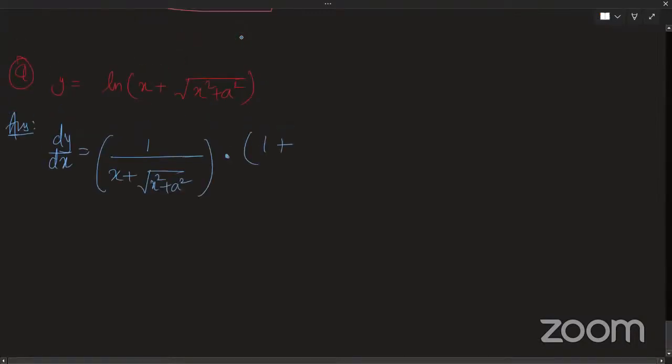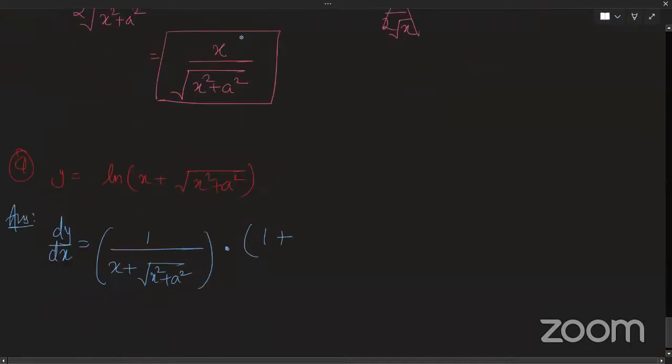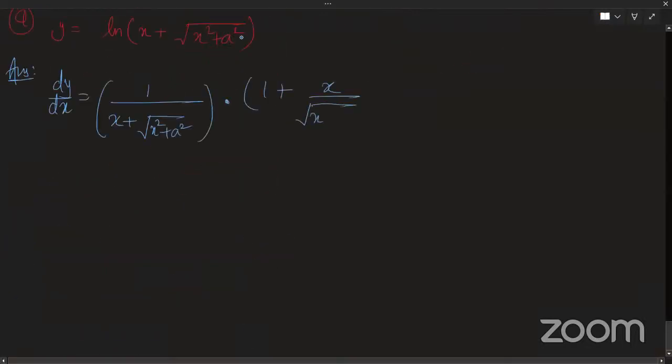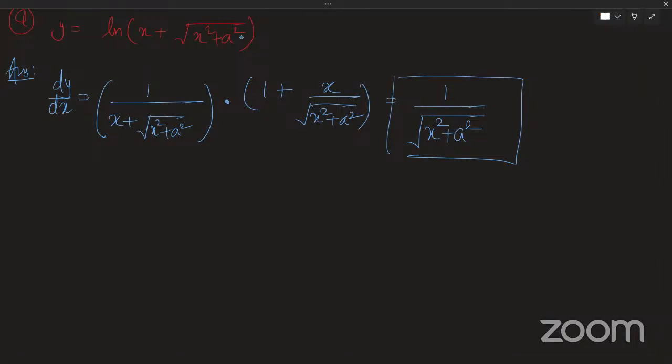It will be x divided by square root of x square plus a square, right? So you can just take it out common. When you take it out common, your numerator gets x plus square root x square plus a square, and it can get cancelled out with the denominator. So my final answer remains 1 by square root of x square plus a square, because when you take this common, your numerator and denominator get cancelled. Right, everyone?